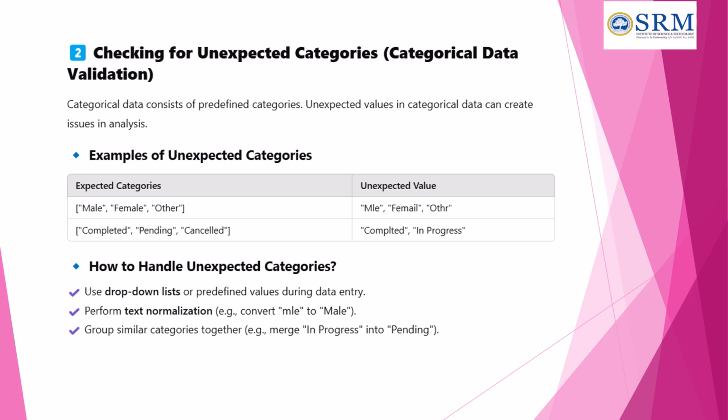To handle these issues, it's helpful to use drop-down menus or preset options when collecting data, so only valid categories can be chosen. We can also clean the data by correcting misspellings, turning MLE to MALE, or by grouping similar categories like merging in progress with pending. This helps to keep the data consistent and easier to analyze.